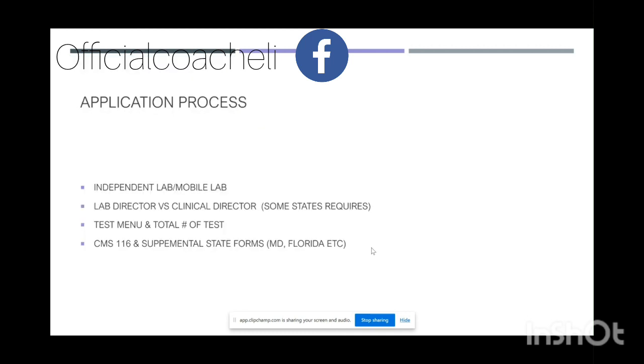So the application process is very easy. When you're submitting the application, make sure you're very careful when you're choosing the type of lab, because CLIA, CMS wants to know what your lab setting is. Are you mobile? Are you independent? And the majority of the time, a lot of people tend to make mistakes with this question.